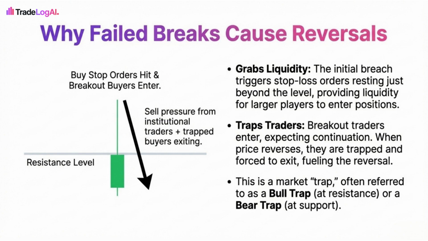Failed breaks reverse because they grab liquidity and trap traders. The initial breach triggers stop-loss orders beyond the level, creating liquidity for larger players. Breakout traders enter expecting continuation, then price snaps back, and their forced exits fuel the move. That's why this pattern often forms classic bull traps at resistance or bear traps at support.